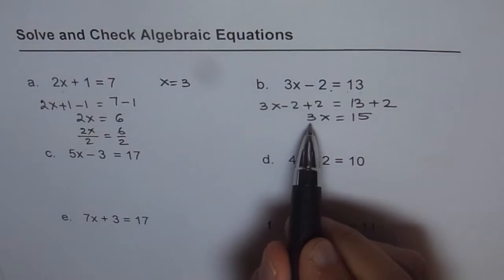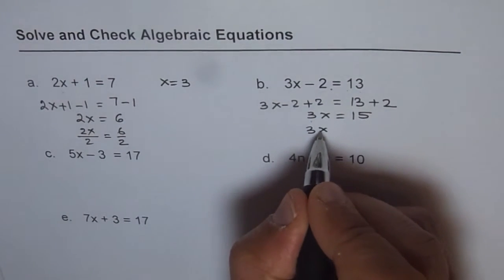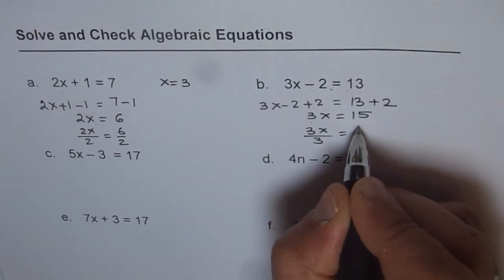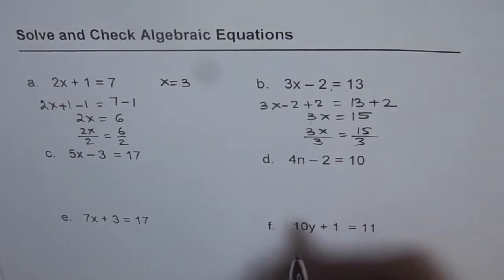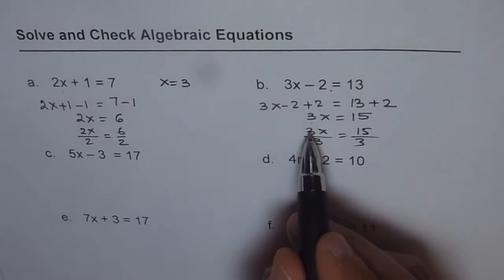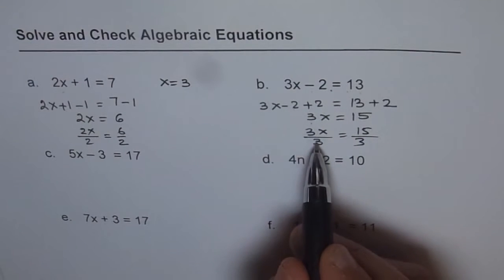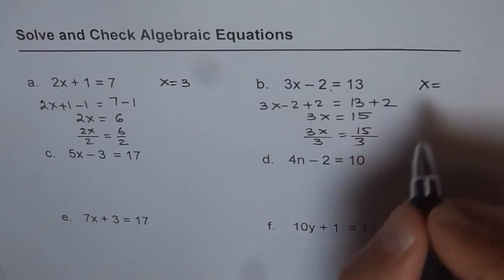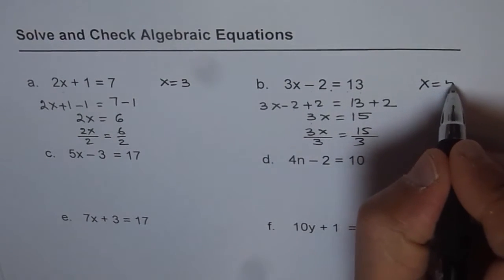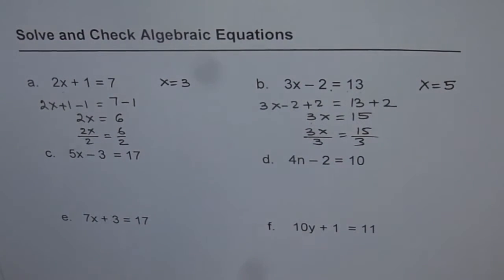Now we should divide by 3. So we'll divide by 3 and get 3x divided by 3 equals 15 divided by 3. We get our answer now. 3 and 3 cancel out. That means 3 divided by 3 is 1. 1 times x is x. So we get x equals 15 divided by 3, 5. So that is our answer. So we got our answer in the first two questions.